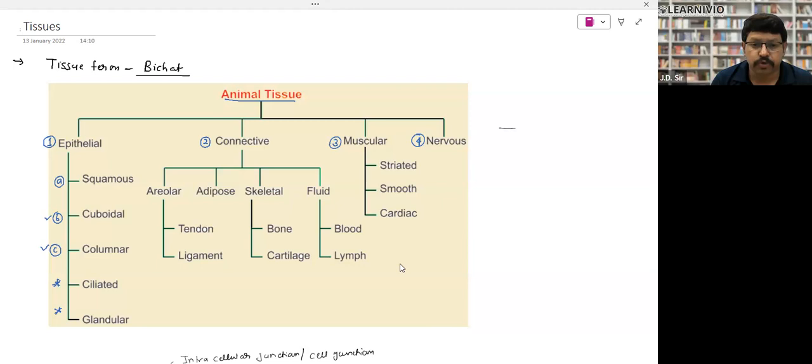areolar tissues are those tissues where there is a gap between tissues, right? Gap doesn't mean that air is filled over there. No, gap means there are either some liquid parts, some lymph, some blood, or this.